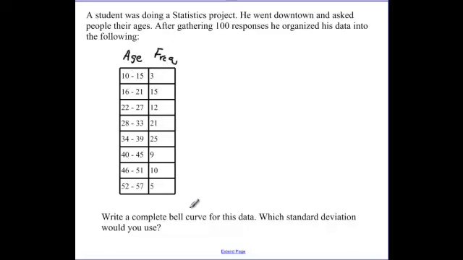So you would be charged with writing a complete bell curve for this data. So the first thing you have to do is figure out which standard deviation you would use. Would you use sample deviation or would you use population deviation? You would use sample because you didn't ask every single person downtown. You only asked 100, so you sampled the responses.